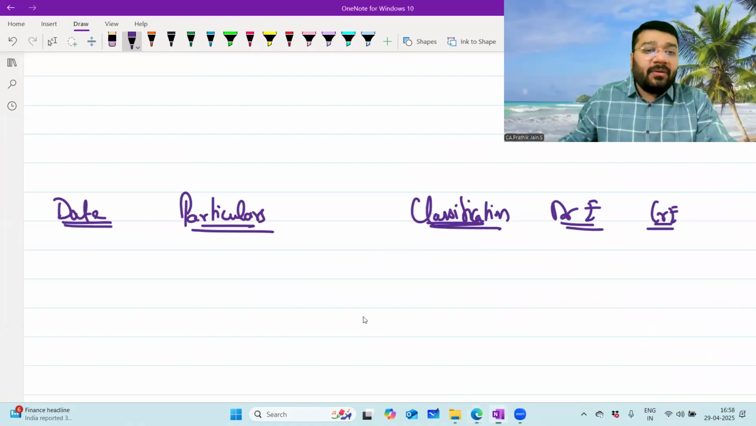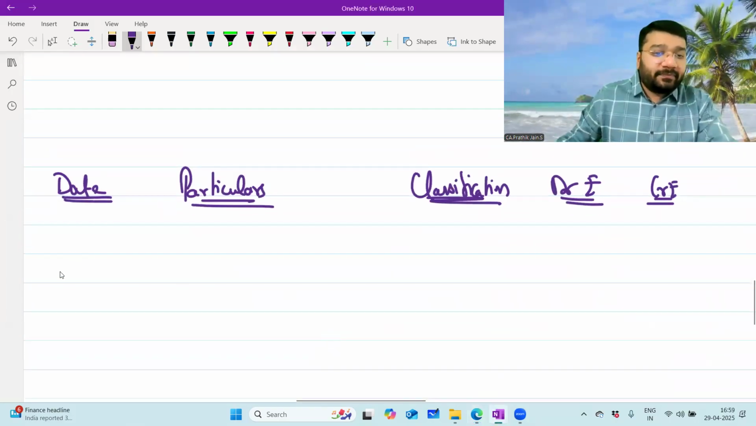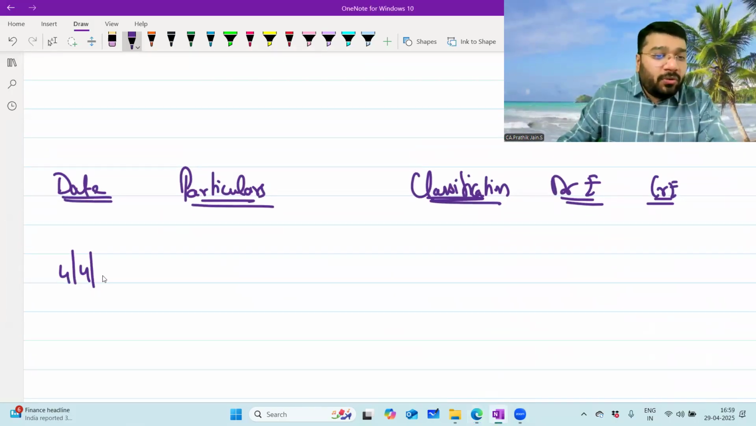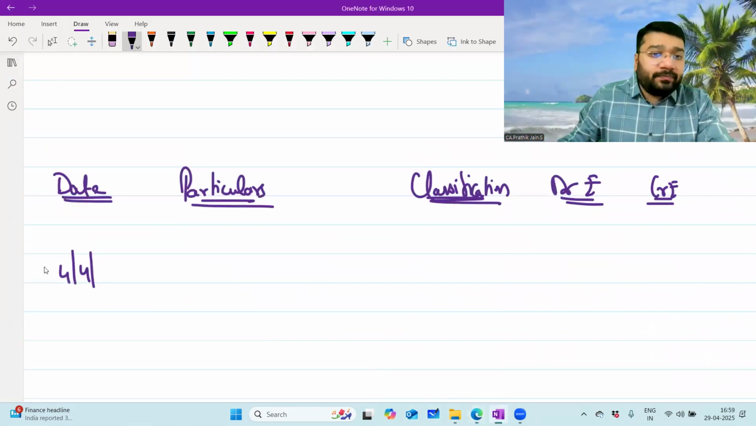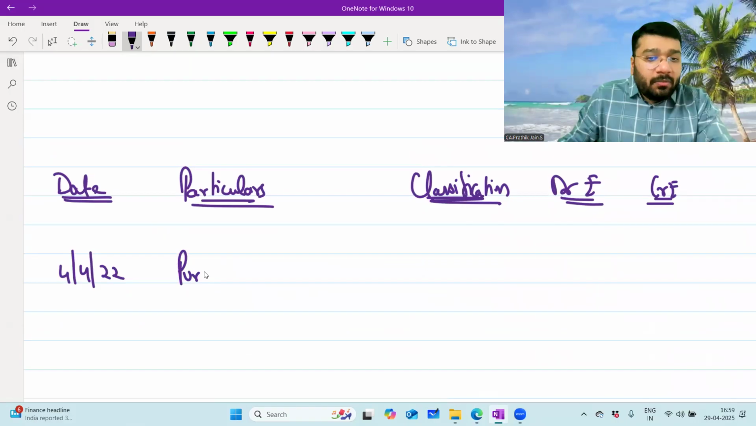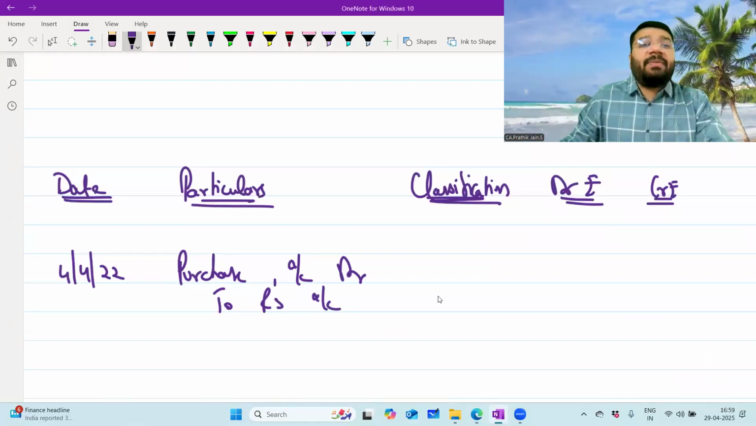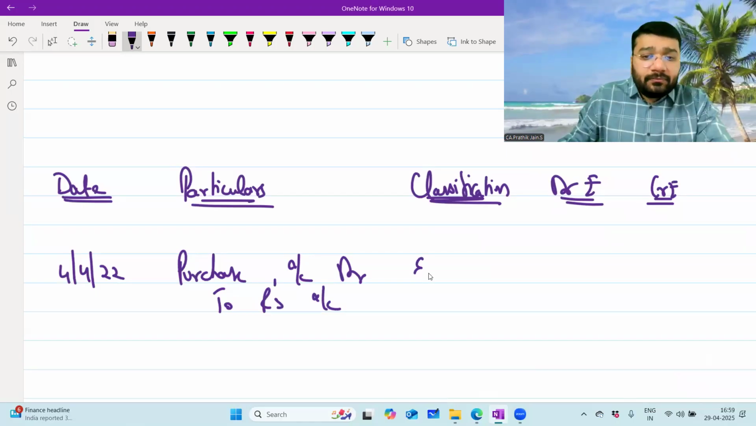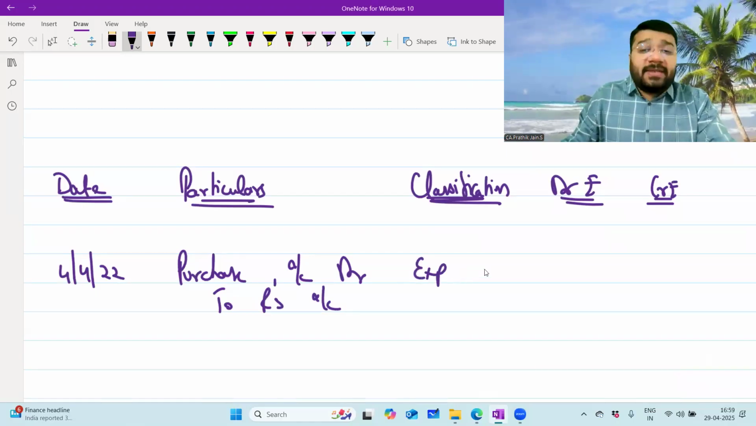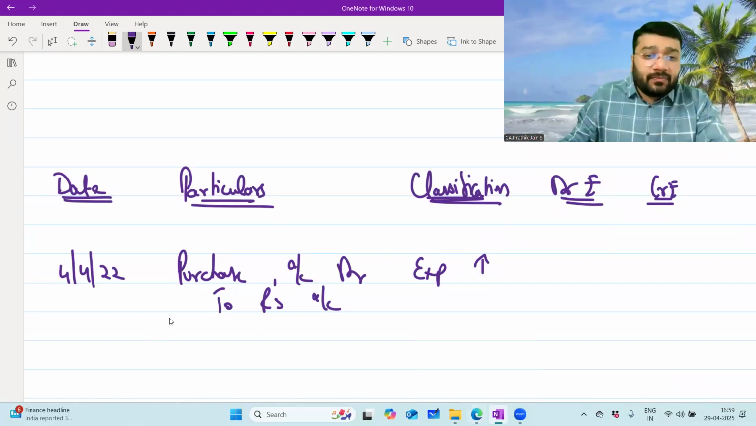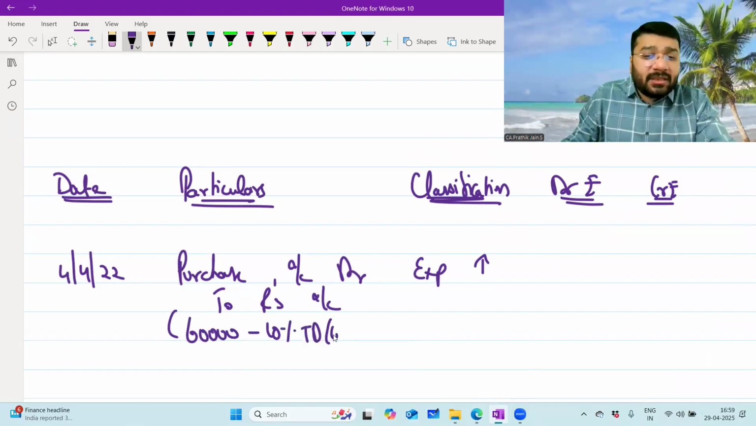4th entry, purchase entry, please. 4/4/2022. Purchase account debit to R's account. Purchase classification as per modern rule: expense. Here the expense is increasing or decreasing? Increasing. So debit or credit? Debit. How much value? 60,000 minus 10% trade discount, which is 6,000. So it is 54,000.